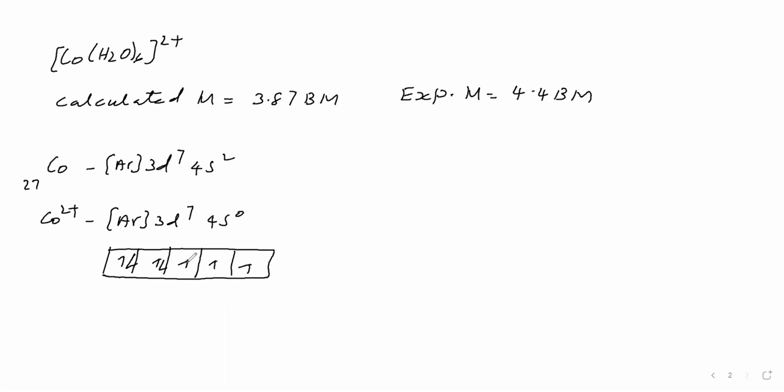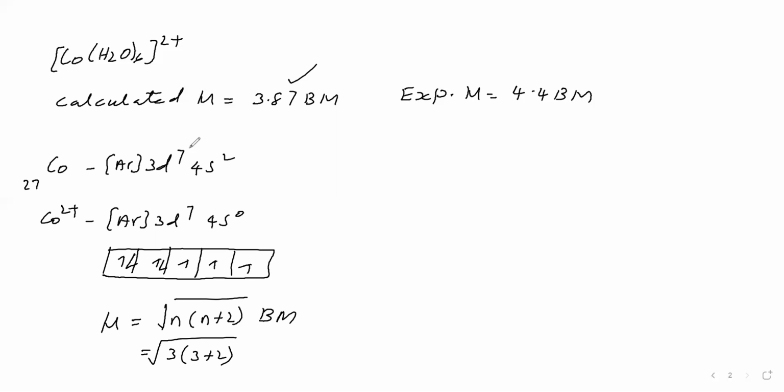Now how many unpaired electrons are there? Three unpaired electrons. In the formula, we substitute n into the square root of n into n plus 2. Substituting 3, we get 3.87. So the calculated magnetic moment for this Co2+ is 3.87 Bohr magneton. Now the experimental value is 4.4.